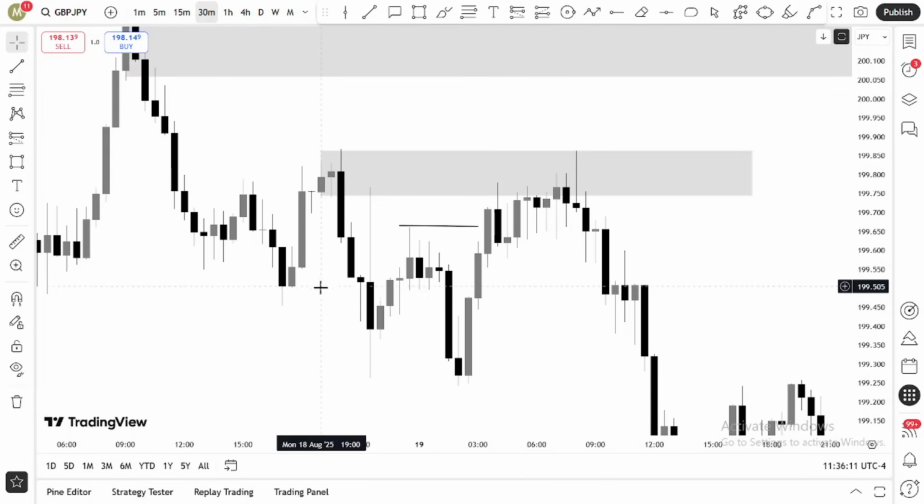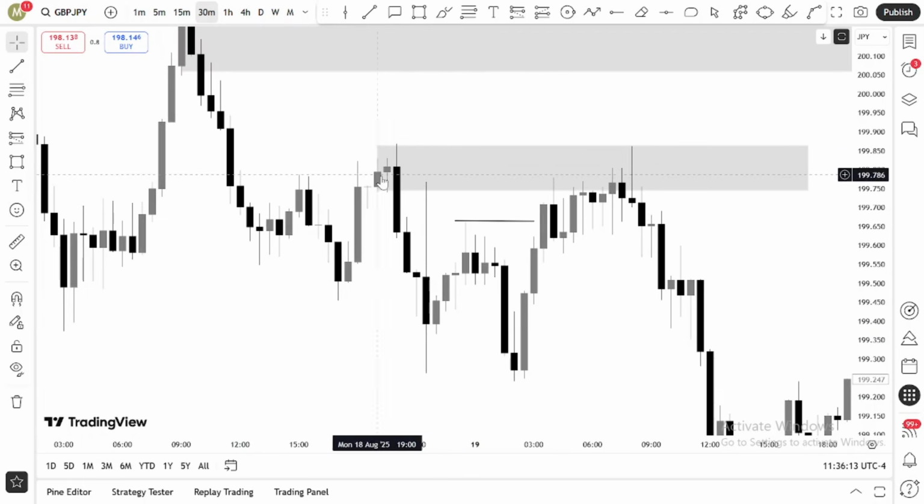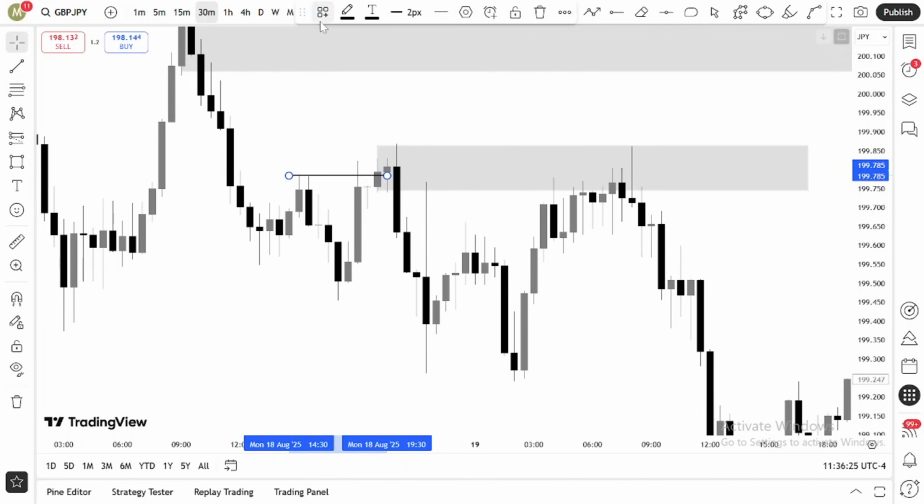All right, so you can see here, even before price started dropping to the downside here, price also engineered liquidity here. Have you seen? Immediately price swept this liquidity.